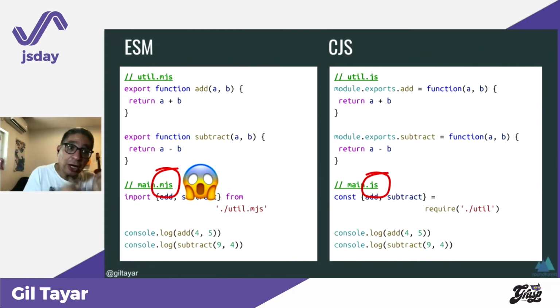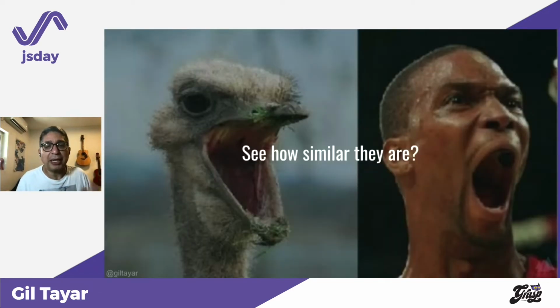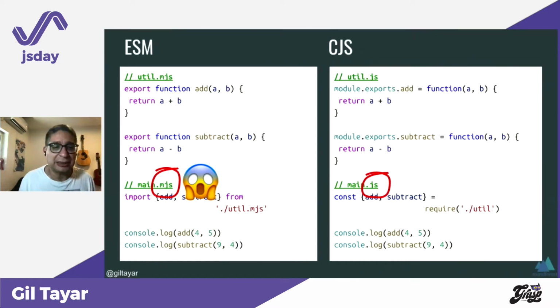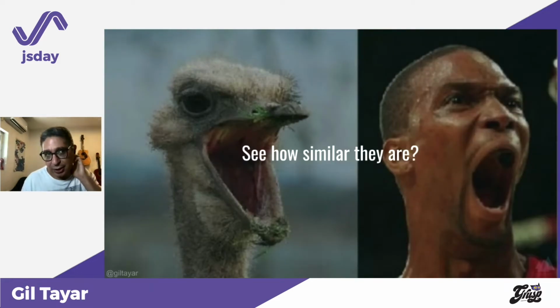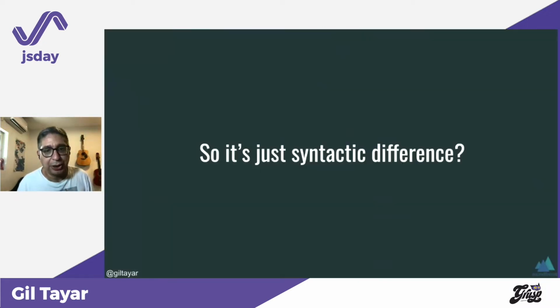Notice that in Node.js, the extension is not JS, it's MJS, and we'll talk about that. Don't worry, we'll talk a lot about that. But in essence, see how similar they are. They're mostly the same except for the syntax, and it's not by chance, because the ESM people in 2015 were inspired by CommonJS.